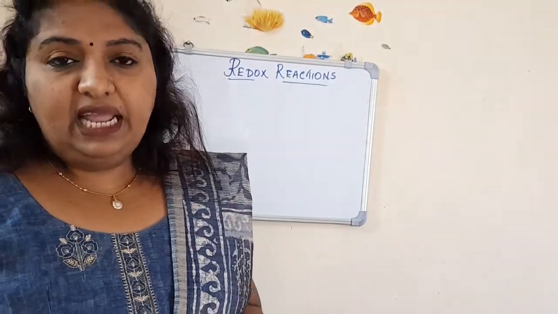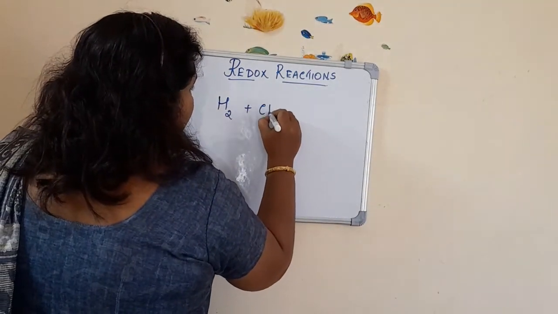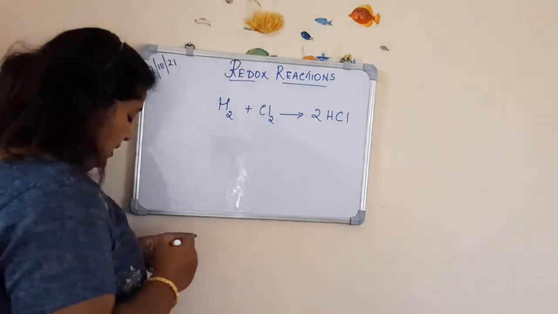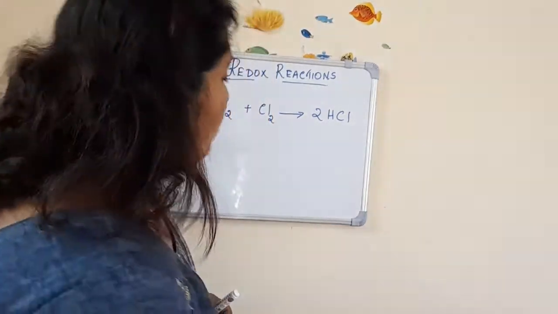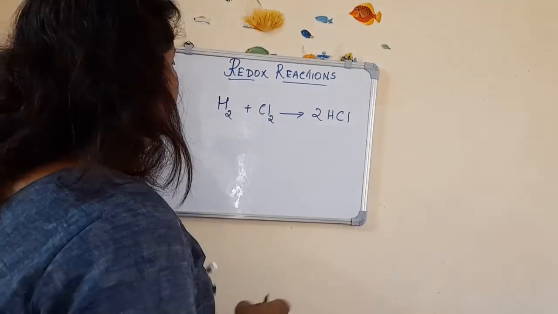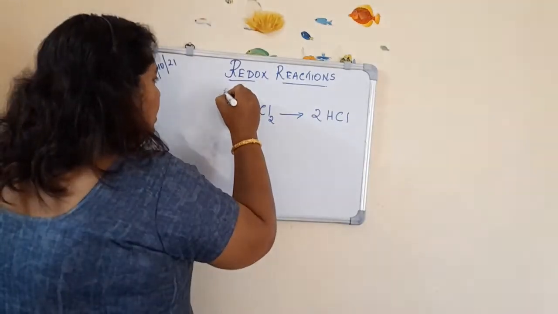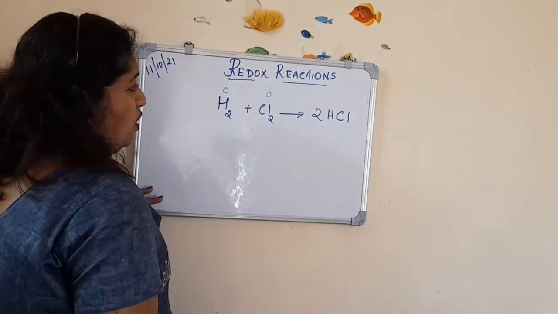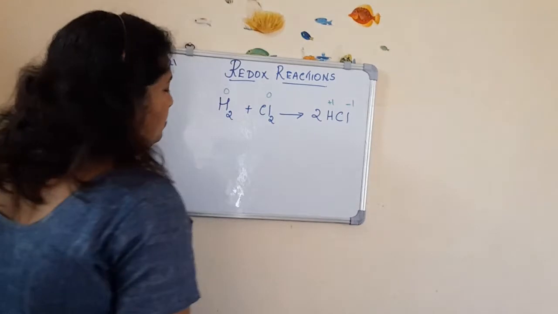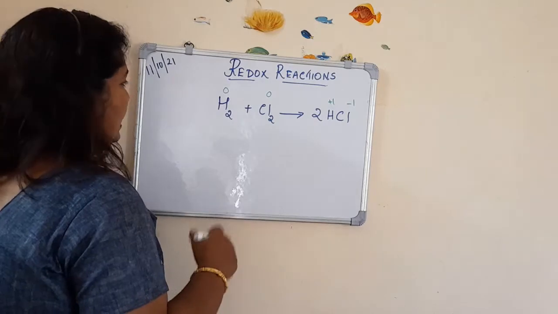So here I am going to write an equation from the textbook. That is H2 plus Cl2 gives 2HCl. Now I am going to write the oxidation numbers or the charges. I told you that for elements existing in the free state, we give 0. The oxidation number of hydrogen is +1 and chlorine is -1. Now we are going to find out where oxidation is taking place and where reduction is taking place.